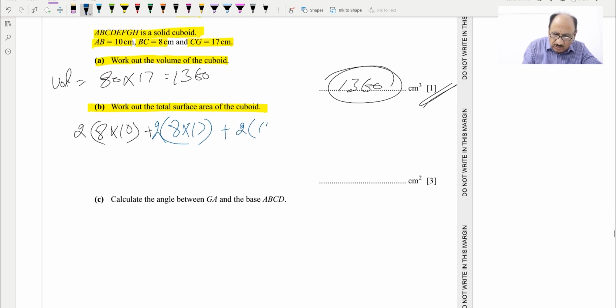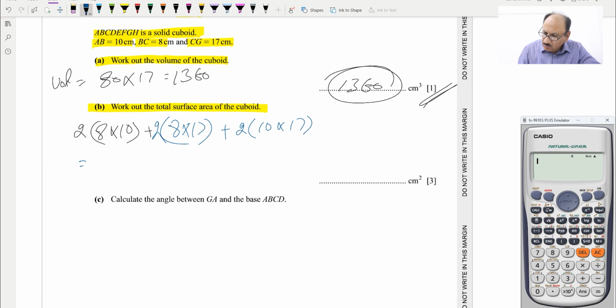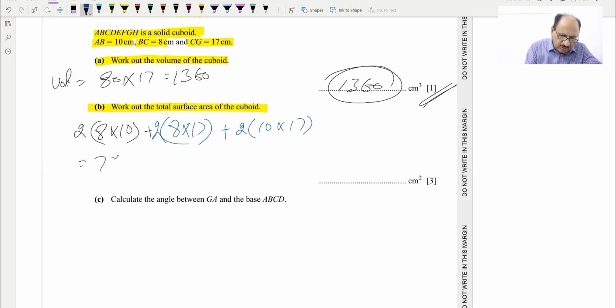So 2 into 10 and 17, and this will be equal to 2 into 8 into 10, plus 2 into 8 into 17, bracket close, plus 2 into 10 into 17, and this will be 772, which will be our final answer for 3 marks.